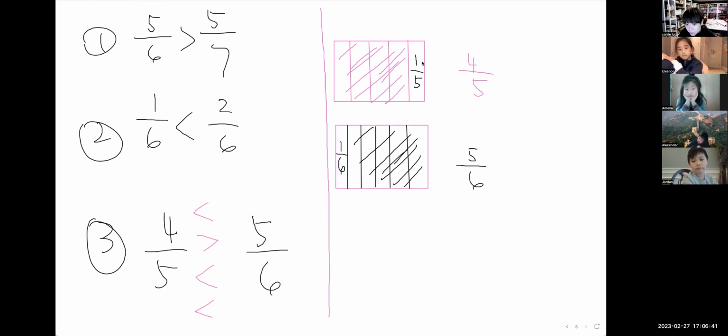Okay, yes. So let me ask you, 1 over 5 and 1 over 6, which one is smaller? 1 over 6. 1 over 6 is smaller. So that's why 5 over 6 is what? Is bigger. So the answer is 4 over 5 is smaller than 5 over 6. Get it, everybody? Okay, you can think about it the other way. Think about how much has been left. Understand, everybody? So we're going to do this one, okay?